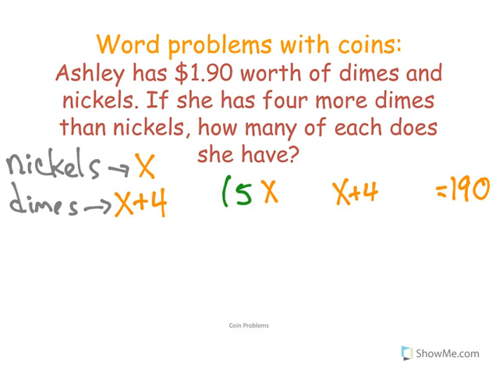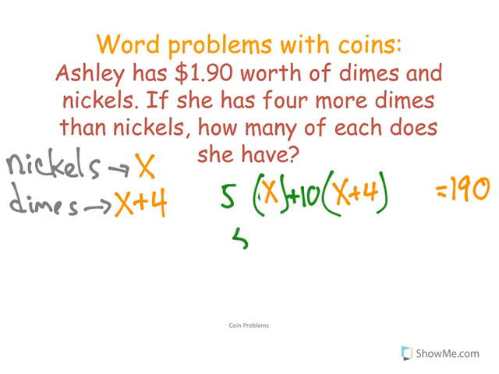Okay, let me be consistent with my, actually, I'm going to put the parentheses like this. Let me take that back. I don't love that. Okay, so each of my x nickels is worth 5 cents. Each of my x plus 4 dimes is worth 10 cents. So now, of course, we realize that we're going to have to distribute, right? I have x nickels that are worth 5 cents each. I have x plus 4 dimes that are worth 10 cents each.